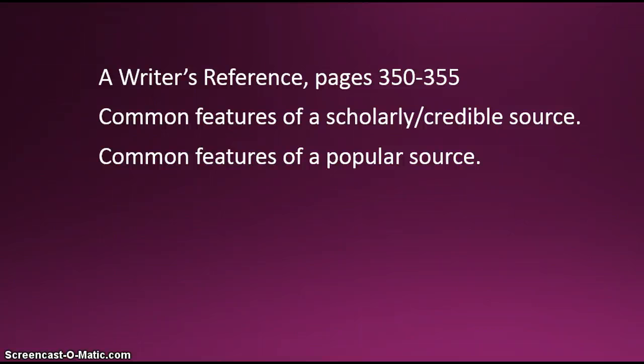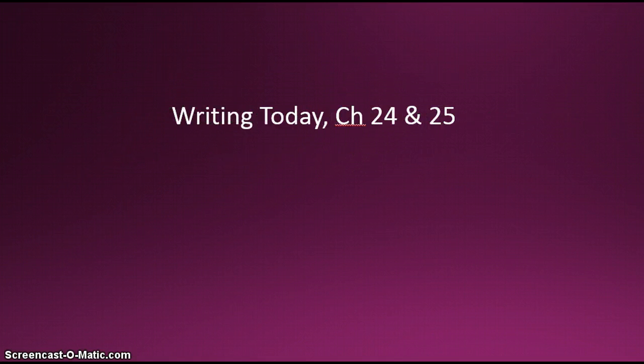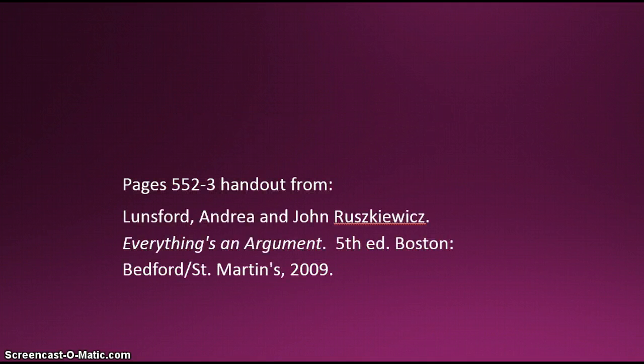That's on 350 and 351. There's a great summary box on 352 about determining if a source is scholarly. And as I turn the page, there are two yellow boxes that take you through assessing the argument, checking for signs of biases, so please check that out. Additionally, go to our textbook Writing Today. Chapters 24 and 25 will give you a good overview of research and what questions to ask.